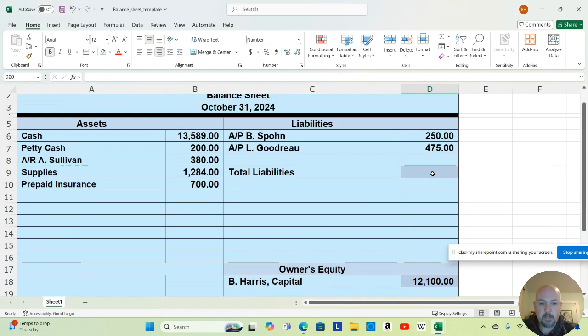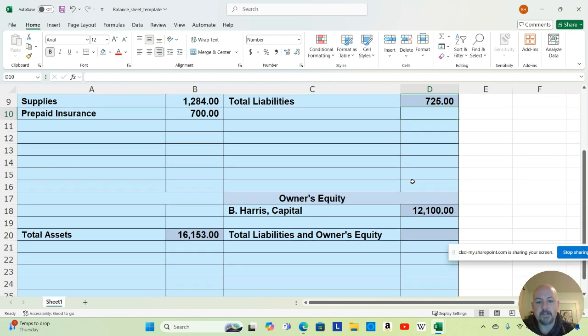So our total liabilities is just adding up these two. That is going to be 725. That is just 250 plus 475. So we have our total liabilities, and now we have to add in owner capital plus total liabilities and owner's equity. So let's just take this plus that, our total liabilities plus our capital, and I got numbers here that don't match up. So there's something wrong here. We got to figure it out.